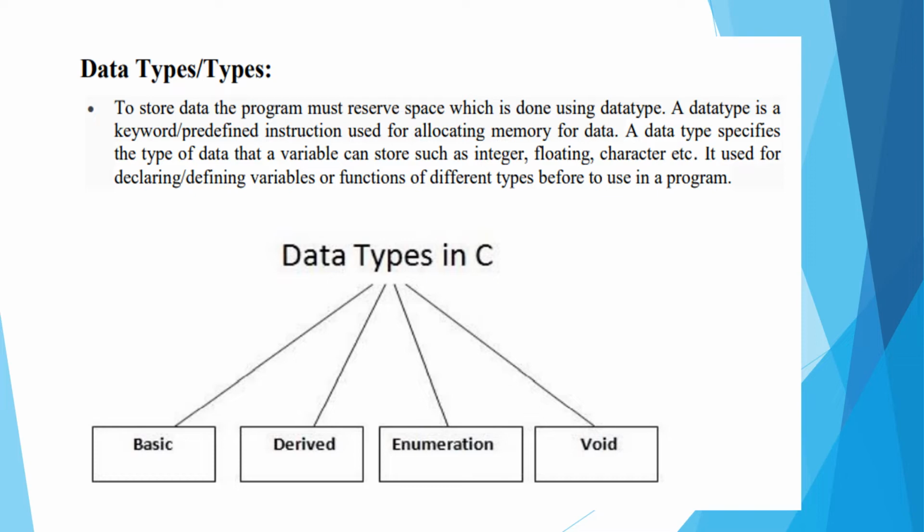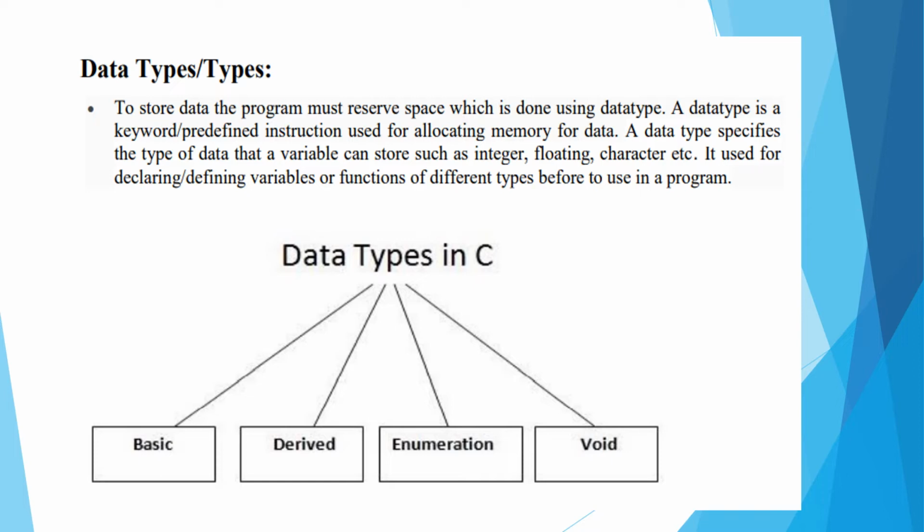This data type specifies the type of data a variable can store, such as integer, floating point, character, void, or double. We use it for declaring or defining variables or functions of different types before using them in our program. So this is simply what we call a data type.